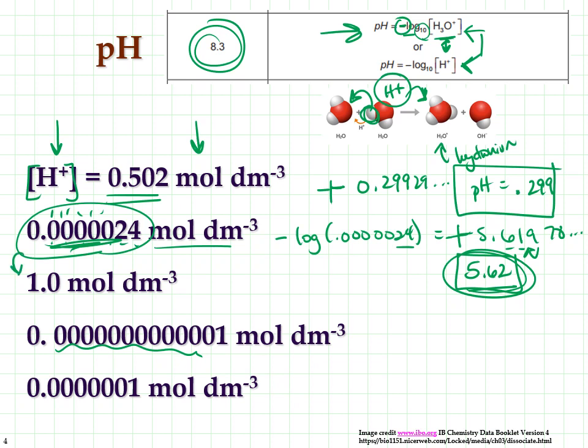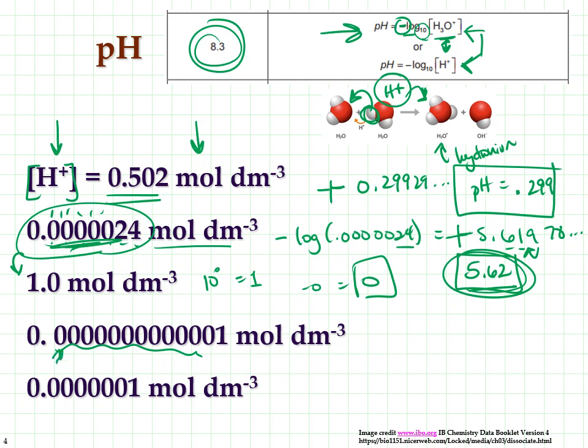If I have a concentration of 1 mole per cubic decimeter, then I can actually do this one in my head. I don't need to check my calculator. I know that 10 to the 0 power is going to be equal to 1. Negative 0 is the same thing as 0, so my pH is actually 0. And you can plug it into your calculator if you want to. The common log of 1 is equal to 0.